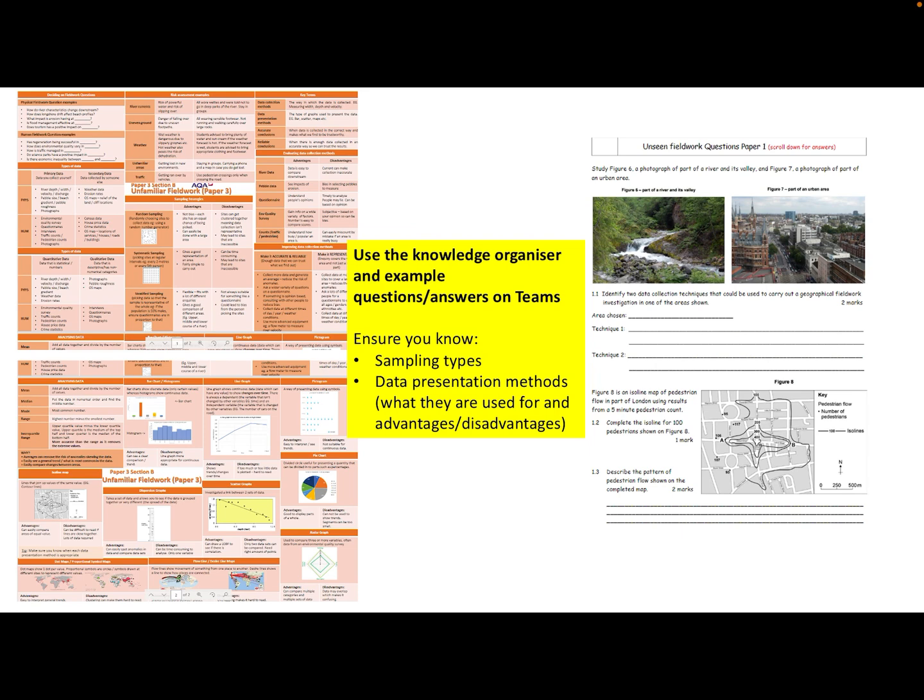Now, I'm not going to talk too much about it, but in the files section of Teams, there is a knowledge organiser with everything you need on there. I suggest you double check you know what the sampling types are and you know the data presentation methods. So make sure you know which type of graph is used for percentages, for changes over time, and for different types of data. Make sure you know possible advantages and disadvantages of each one.